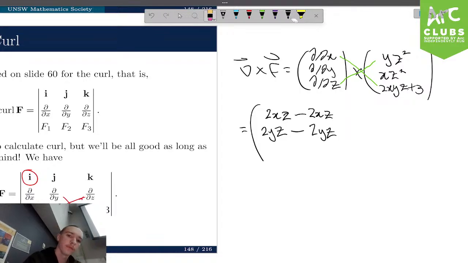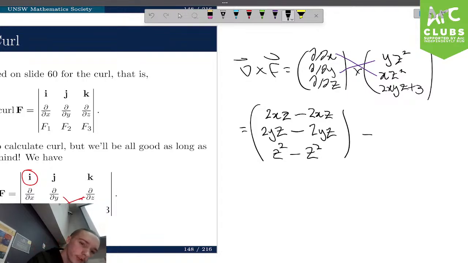And then, last but not least, this term and this term. So this with respect to x is just going to be z squared. This with respect to y, just get rid of the y, z squared. So it saves us having to do all this matrix determinant nonsense, and we can just deduce, oh, okay, this is the 0 vector.